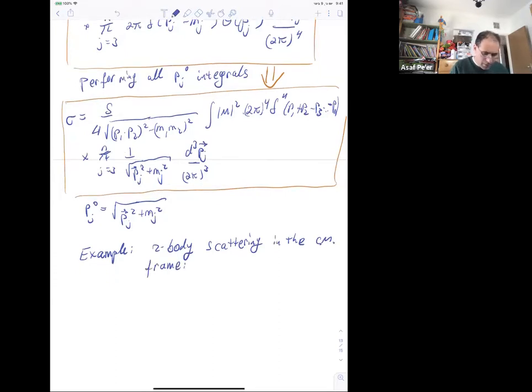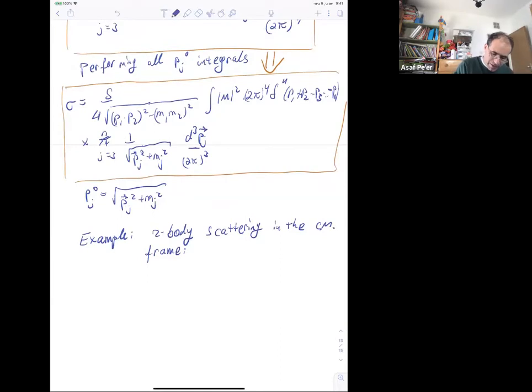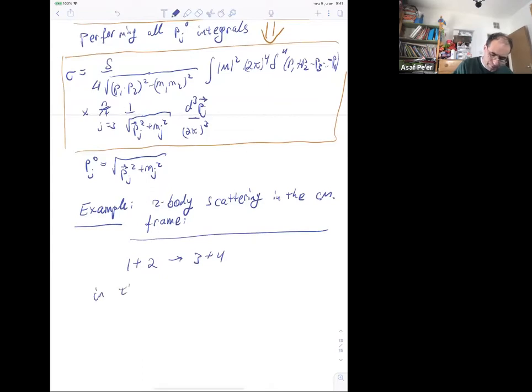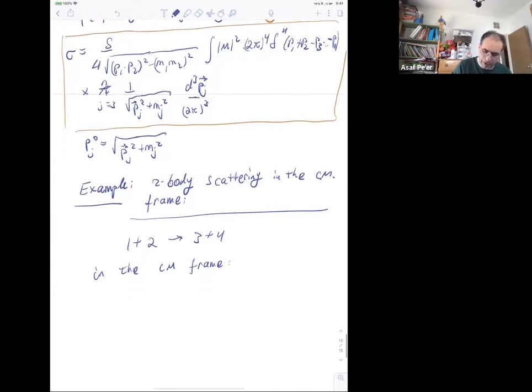Right. So if we think of the scattering process, 1 plus 2 goes to 3 plus 4. In the center of mass frame, we have that P2 is minus P1. Please correct me if I make stupid mistakes.